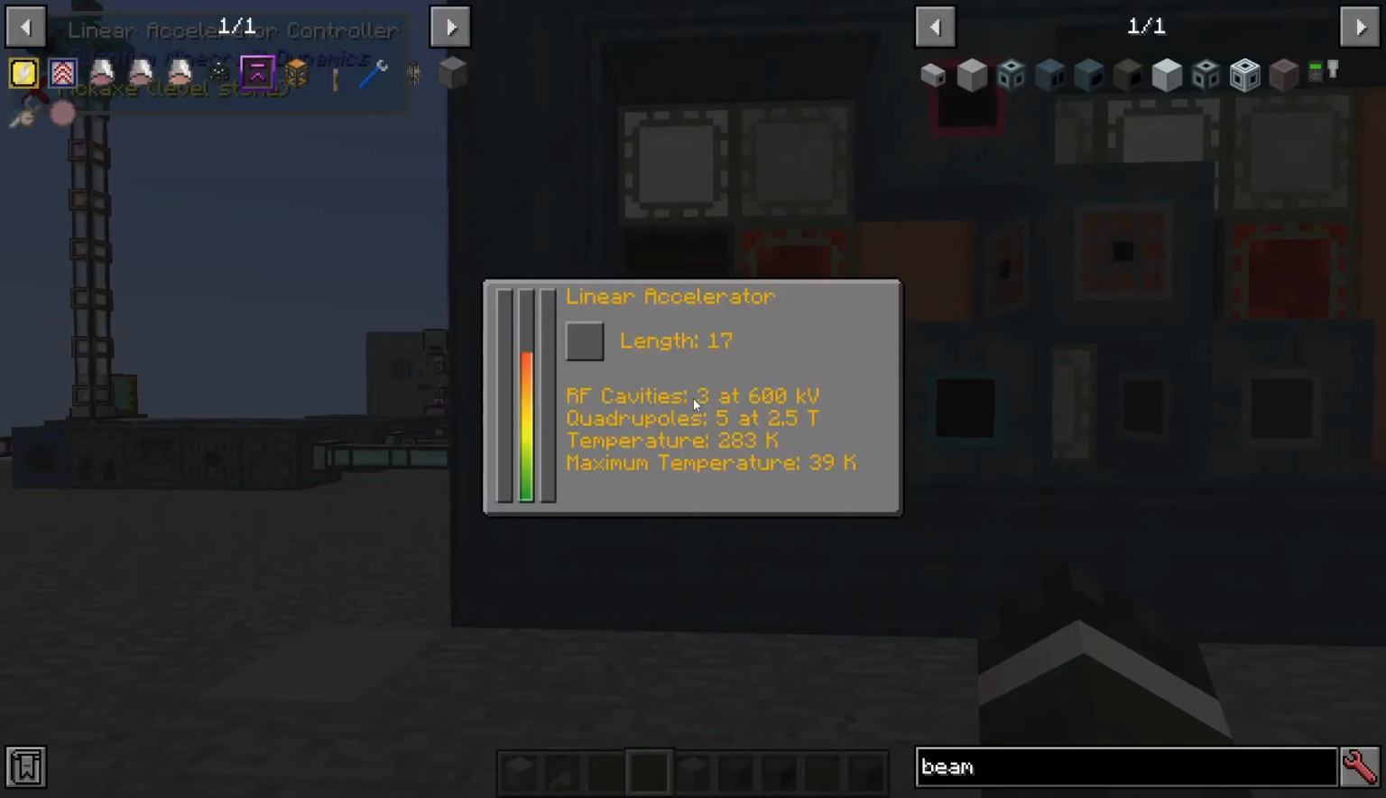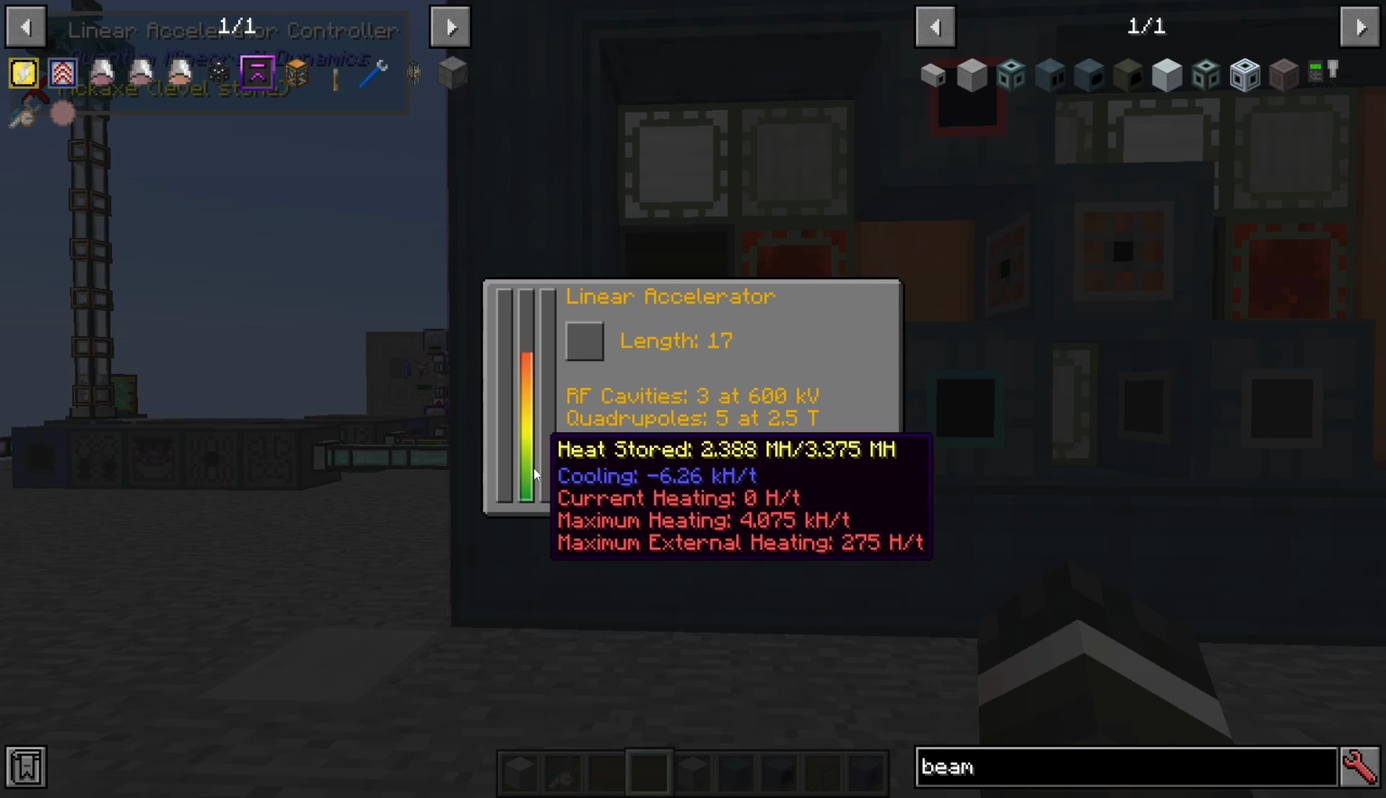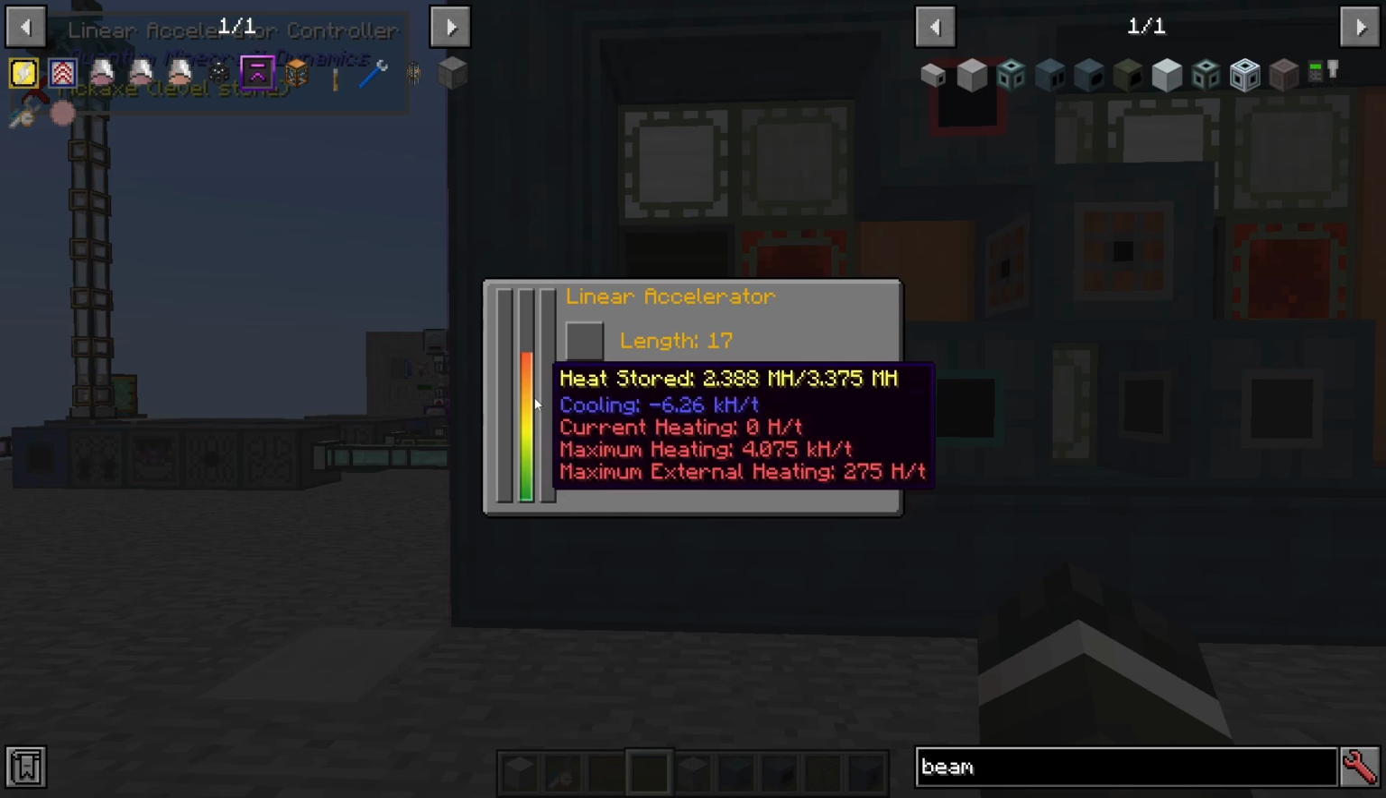Let's look at the accelerator stats. As you can see, it has a length of 17. The RF cavities are at 600 kilovolt. The quadrupole strength is at 2.5 Tesla. The maximum temperature is 39 Kelvin. And as you can see, the accelerator produces a maximum heat of 4075 heat. Before we turn it on, we have to install the cooling system. And as you can see, we also have overcooled our accelerator.